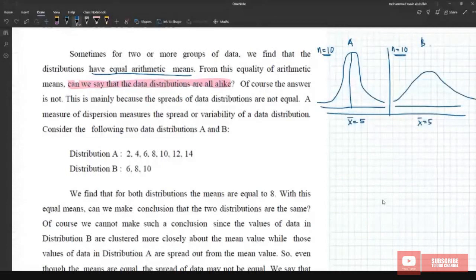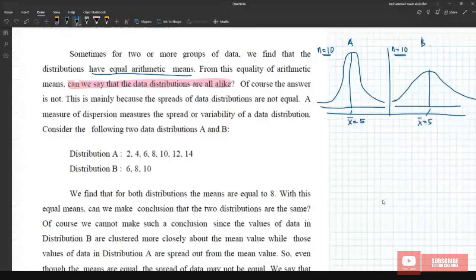So can we say these two distributions are the same, since we already have the same value of mean? By looking at the distribution shape or distribution curve, clearly you can see that these two distributions are not equal, even though we have the same value of mean, right?